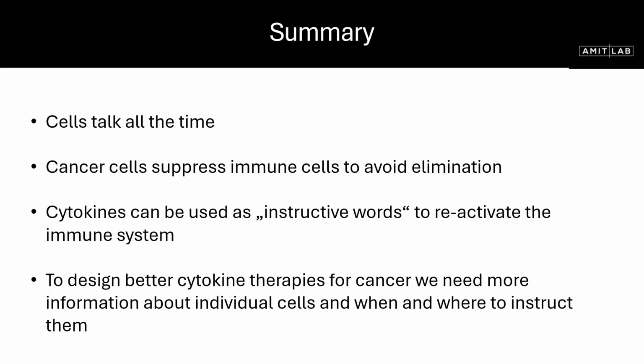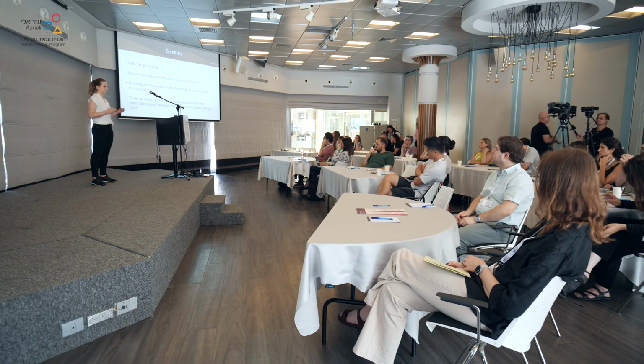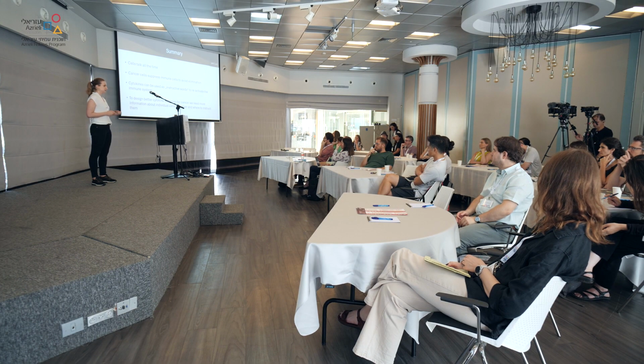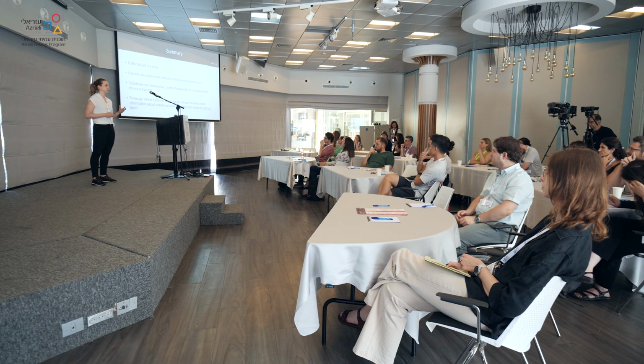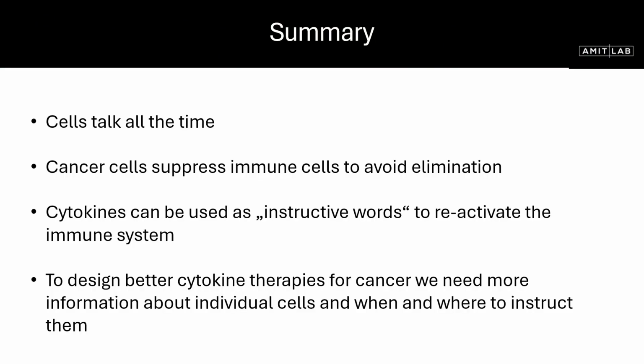So as a summary, cells talk all the time together, and cancer cells suppress the immune system to avoid the elimination of the cancer cells. Cytokines can be used as instructive words to again reactivate these immune cells to do their job. But to design better cancer cytokine therapies, we first need more information about individual cells and also about when and where we have to instruct them.